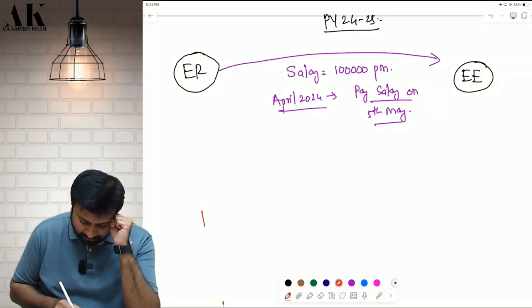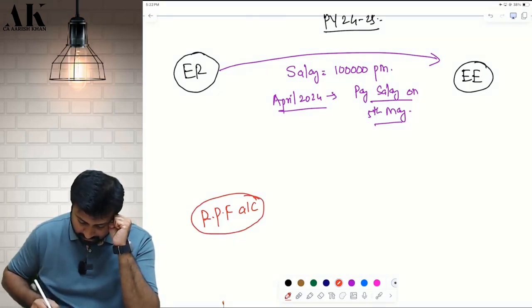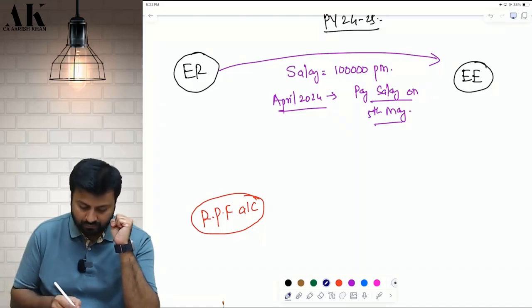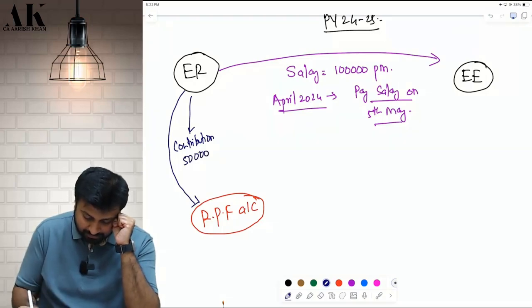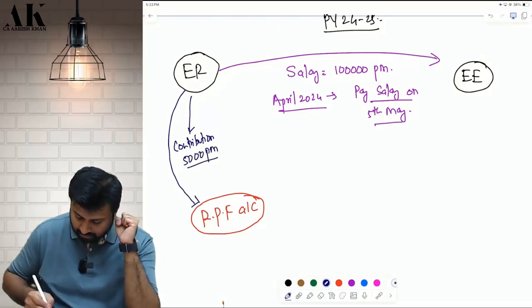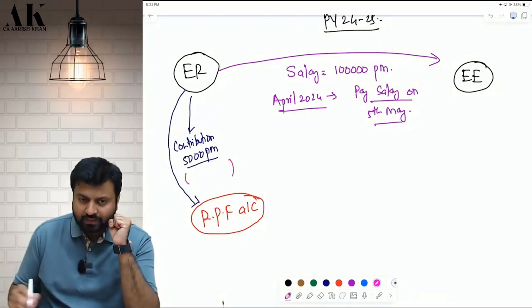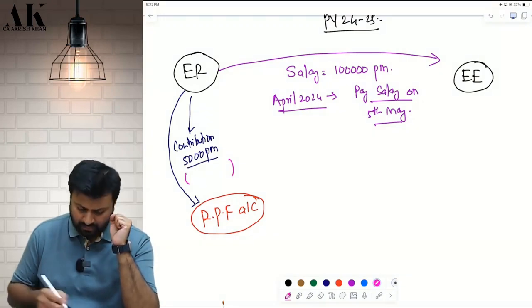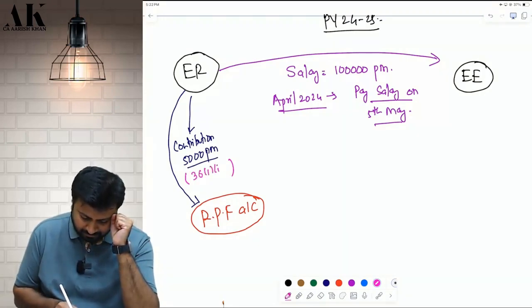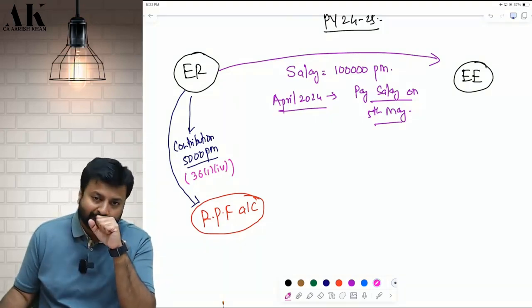Now suppose I have opened a recognized provident fund account for my employee. Okay. Now suppose in this recognized provident fund I am contributing my contribution 5,000 rupees per month. So my first question to all of you, will I get the deduction of this as a PGBP expense? Please tell me. Tell me fast. Under which section? 36(1)(iv), I can claim that as my deduction.